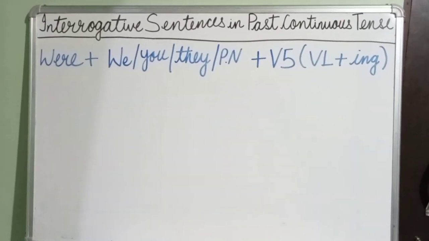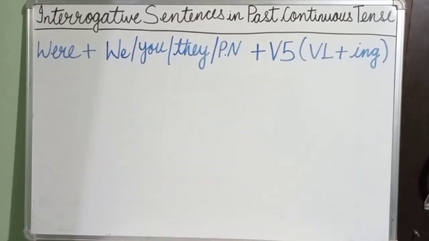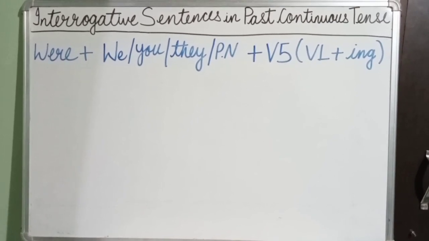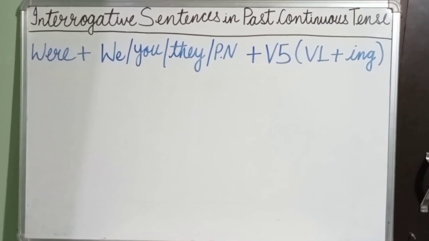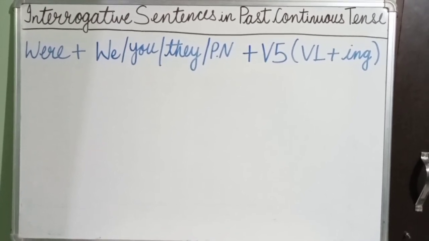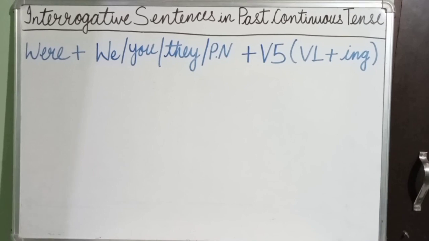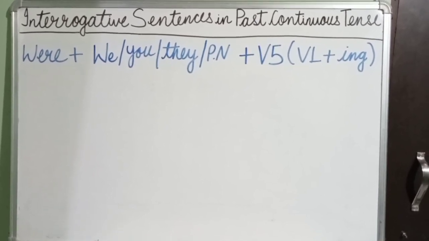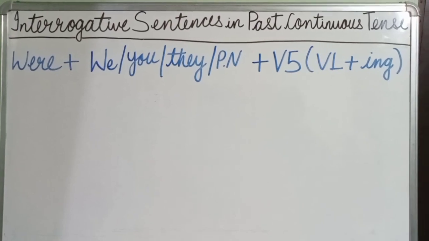Now, with first person plural subject, we, second person singular and plural subject, you, and third person plural subject, they, or plural noun, we have to add were before the subject and the fifth form of the verb afterwards. Now let us see some examples.